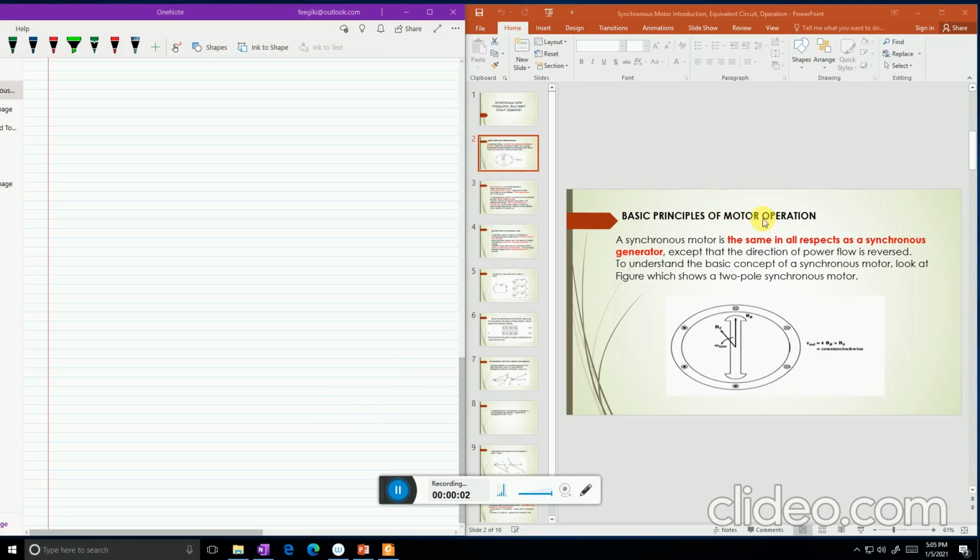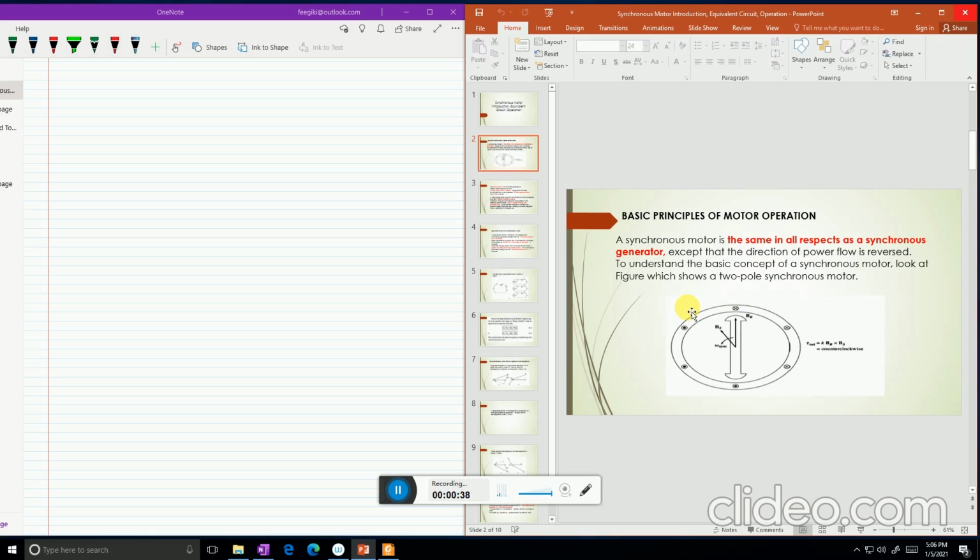Basic principles of motor operation. A synchronous motor is the same in all respects as a synchronous generator, except that the direction of power flow is reversed. In a synchronous generator, power flows from rotor towards stator, and power is converted from mechanical into electrical, but in the synchronous motor power flows from the stator side towards the rotor, and power is converted from electrical into mechanical. So this is the basic difference between synchronous generator and the synchronous motor.